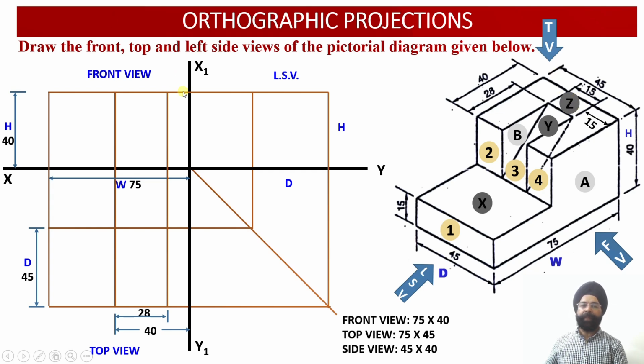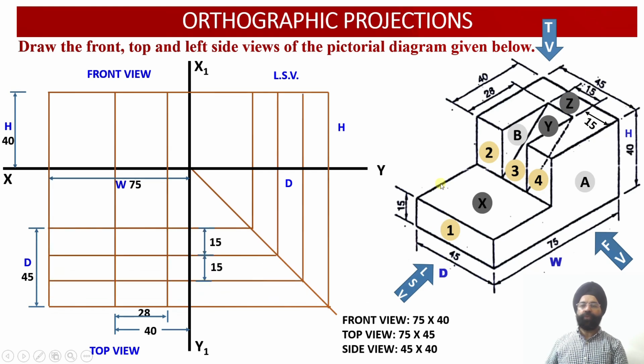So this dimension, even though it is not labeled, will automatically be 12 millimeter, because the total dimension of the upper element is 40. Then this length has been marked as 28 millimeter. So this width over here will become 12 millimeter, right? Now next, we have to mark these three elements over here.